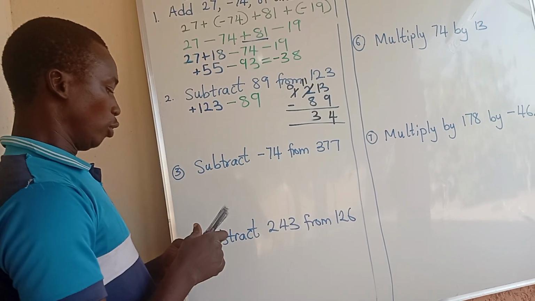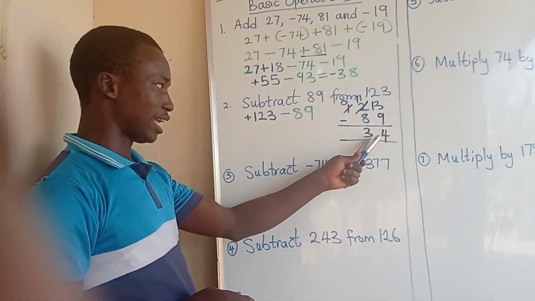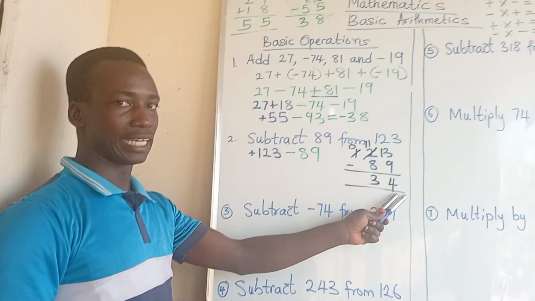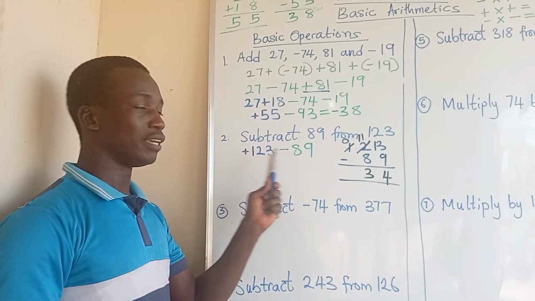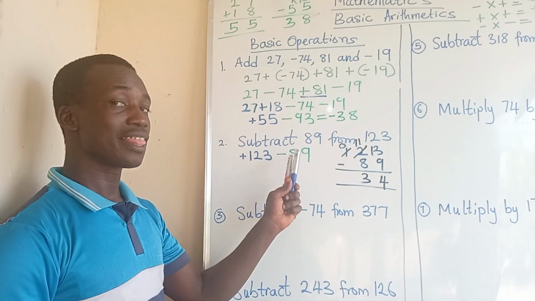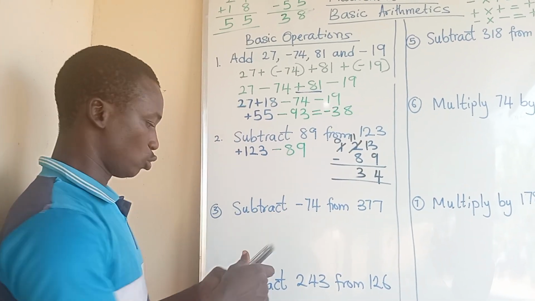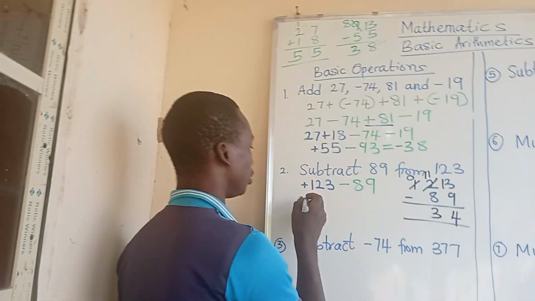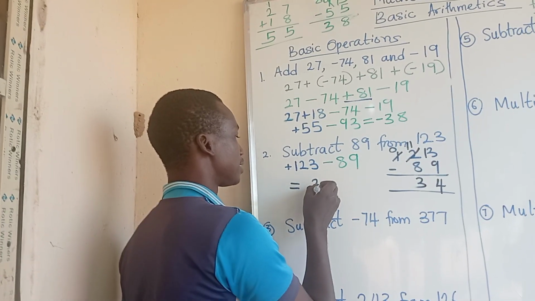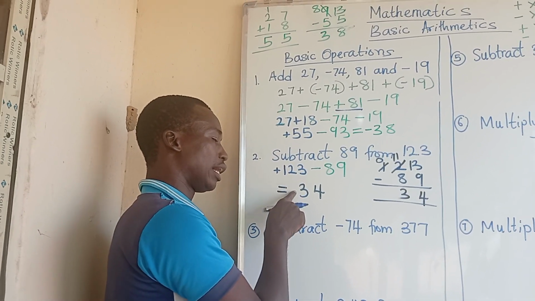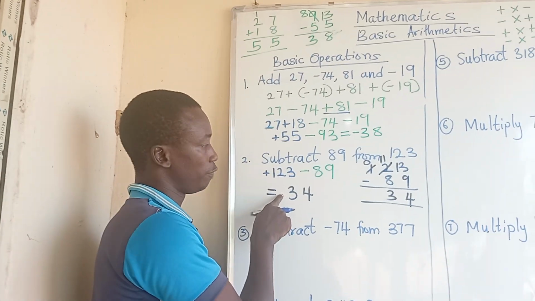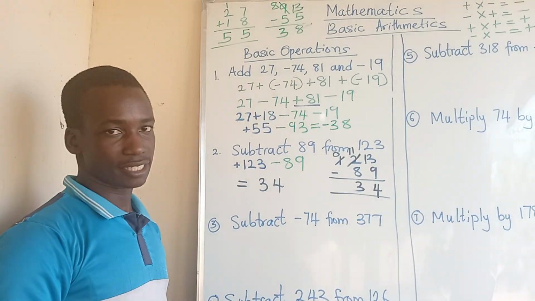34. But what sign will this 34 have? Is it a positive sign or a negative sign? A positive sign, because the sign that has positive is greater than the sign that has negative. So our answer will now be equal to 34, which normally we know that it is positive even if we do not indicate.